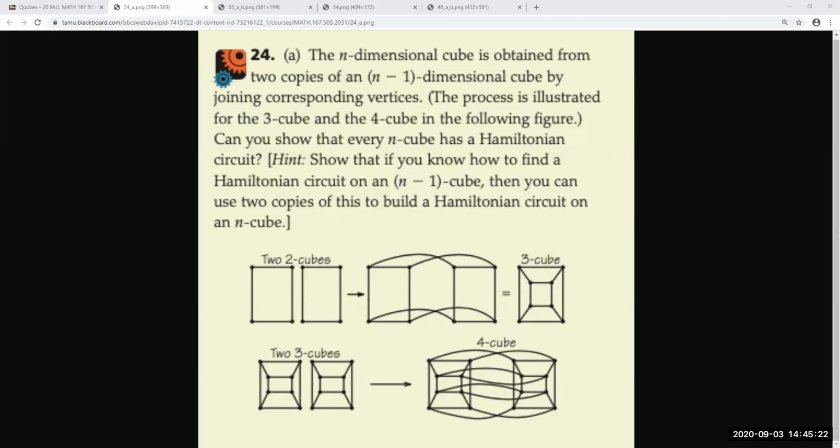Then you can do the same thing here. Again, follow the circuit, but after going back to your original one, go the other direction and go back to here to get one Hamiltonian circuit. Can you generalize it for the n-dimensional cube? If you can, then you are done.